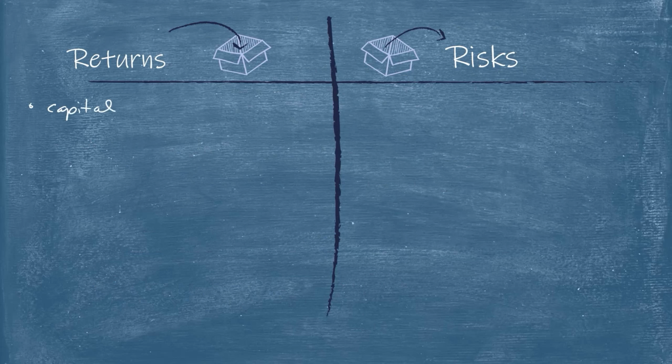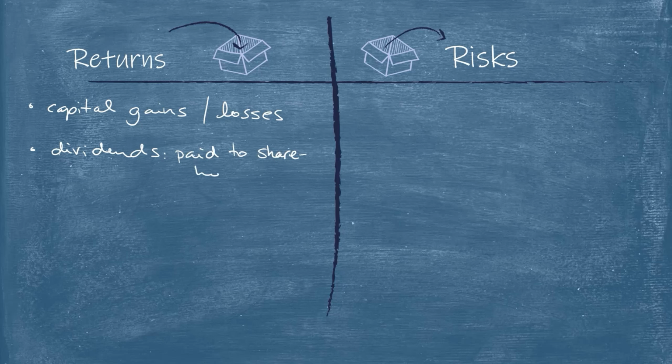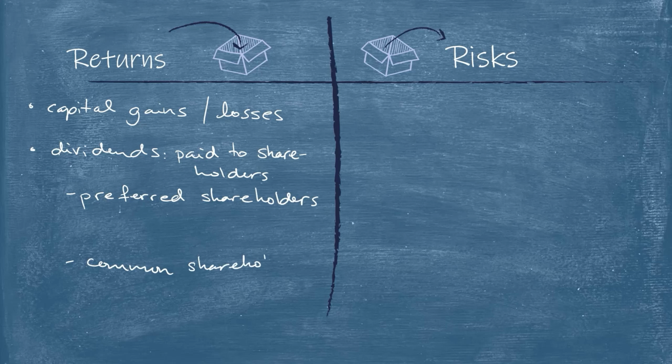Returns from stocks can be received as either capital gains or losses, depending on whether the company is doing well, and then also as dividends. So dividends, every company does not pay out dividends to its shareholders, but it is possible that shareholders will receive dividends. Now, there are two different types of shareholders: preferred shareholders and common shareholders. Preferred shareholders do receive dividends first, and so there's a little bit less risk affiliated with being a preferred shareholder, because you are guaranteed, if there's a dividend payout, to receive that dividend payout before the common shareholders.